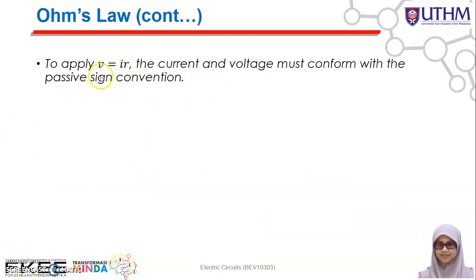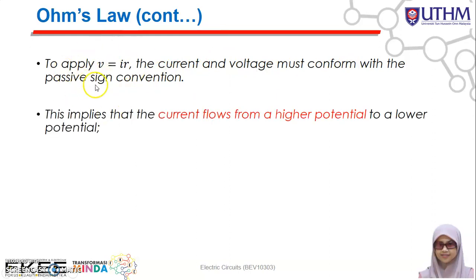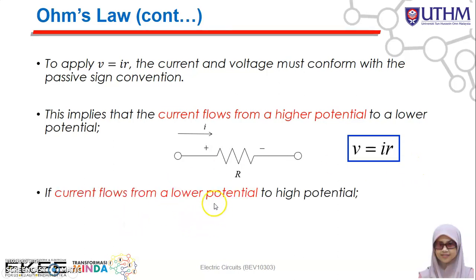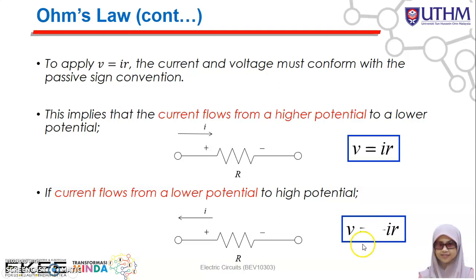In order to apply Ohm's law, where V is equal to IR, the current and voltage must conform with the passive sign convention. Remember, the passive sign convention implies that the current flows from higher potential to lower potential. So when the current flows from positive to negative, you can use V is equal to IR. But let's say you have a current flowing from negative to positive. Then the formula that you must use is V is equal to negative IR.